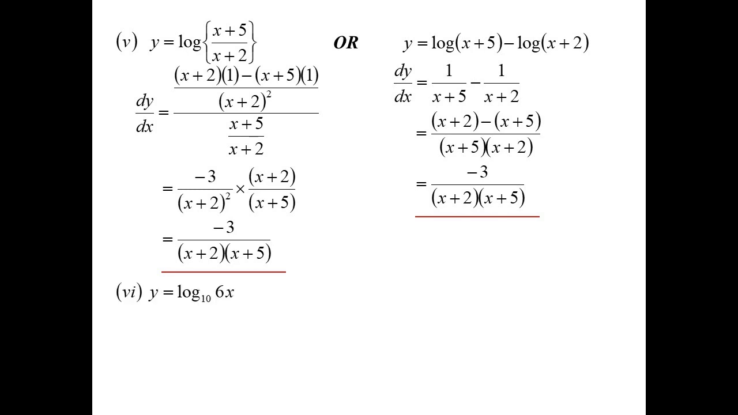Base is not natural, it's not e. It's okay, I will do it like normal, but also divide by the log of the base. So differentiate the log of 6x. Derivative over function, but I've also got log of 10 on the bottom. 6's will cancel. 1 on x log 10.